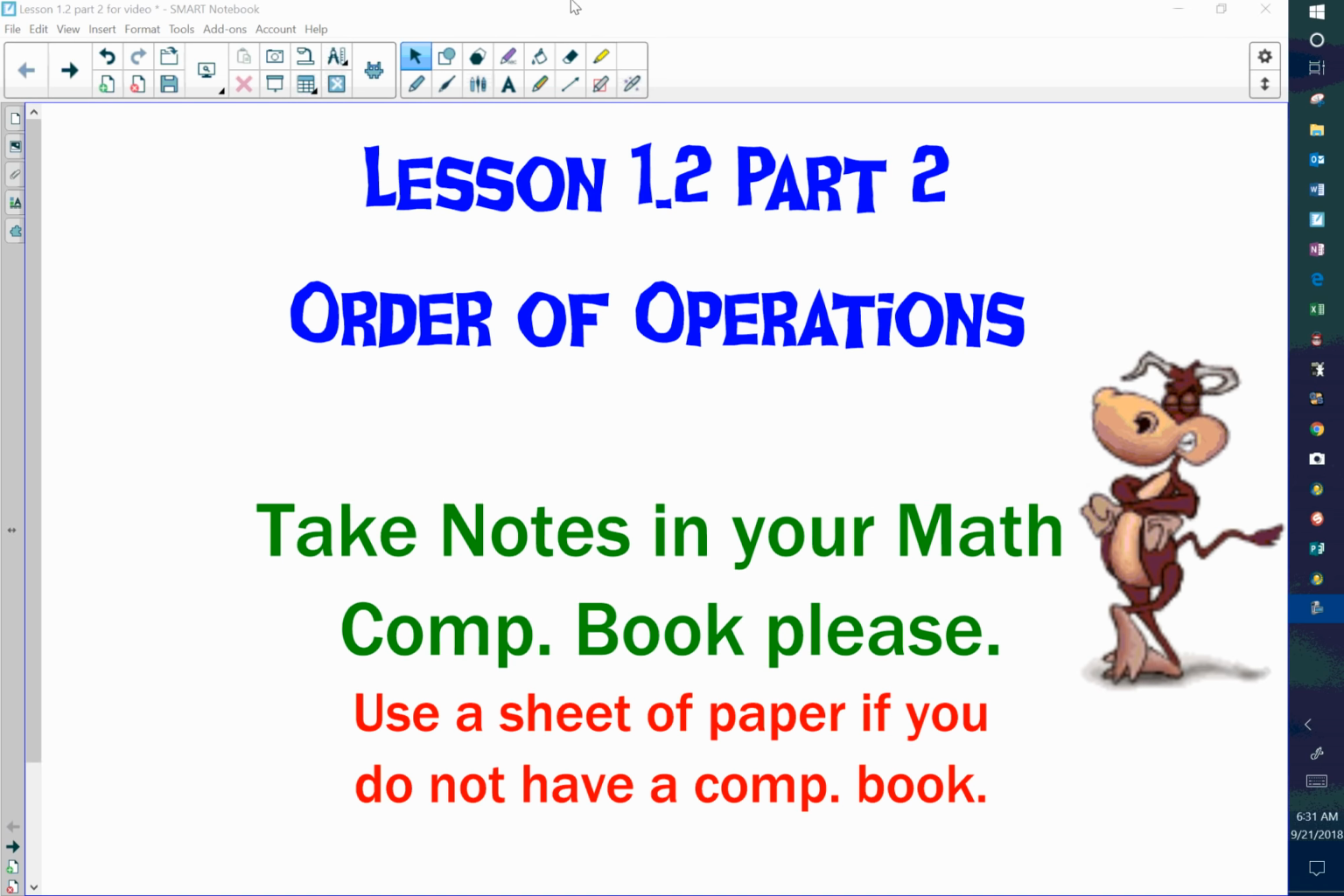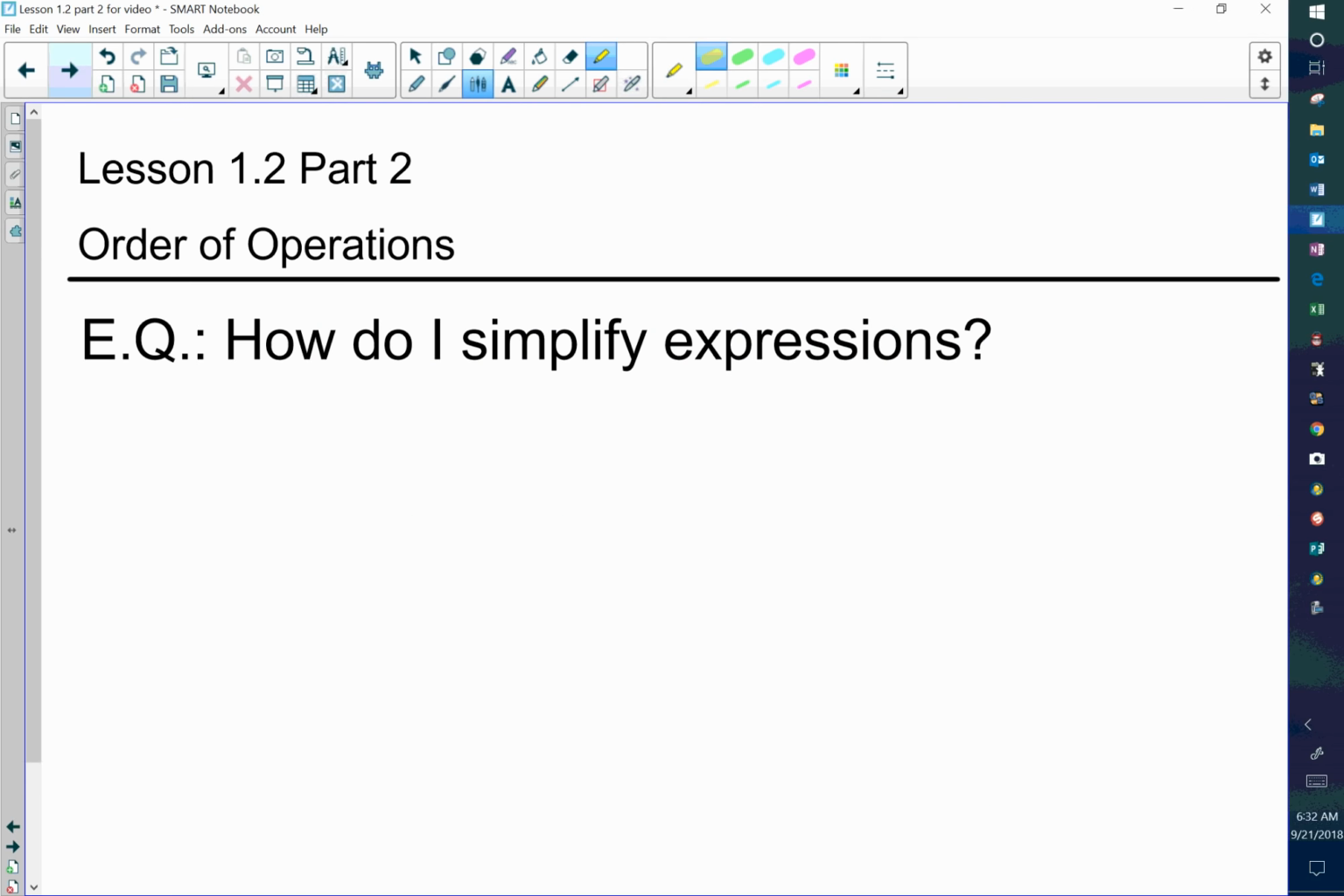Okay, today we're going to look at the second part of lesson 1.2, and this will be on the order of operations. I'm sure you have your composition notebook for math. If you don't have a notebook yet, then just use a sheet of paper, and let's get going. So take a second to set up your notes. Just as you see on the screen, hit the pause button and then resume when you're ready.